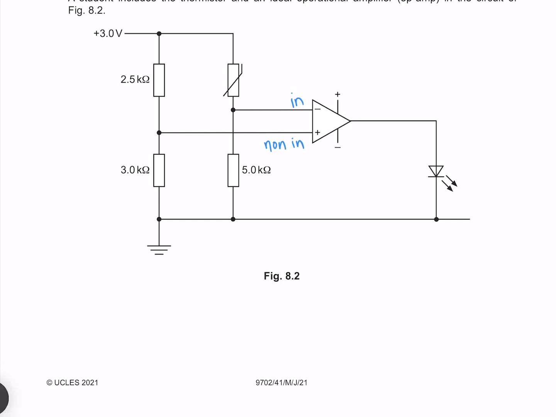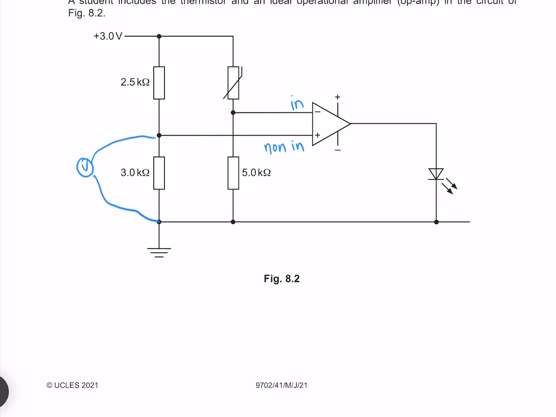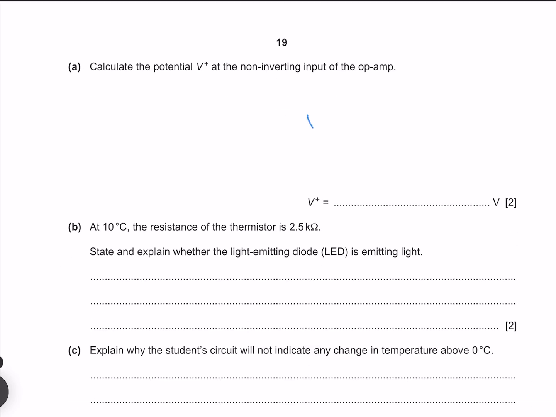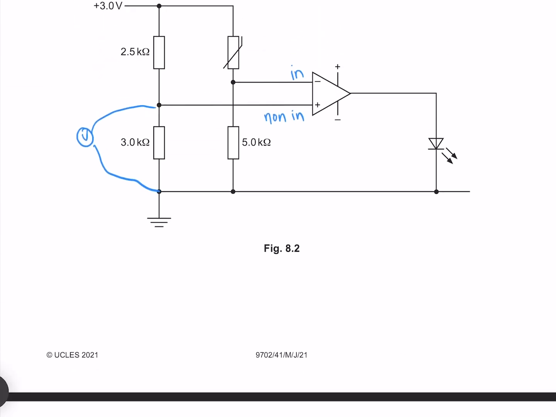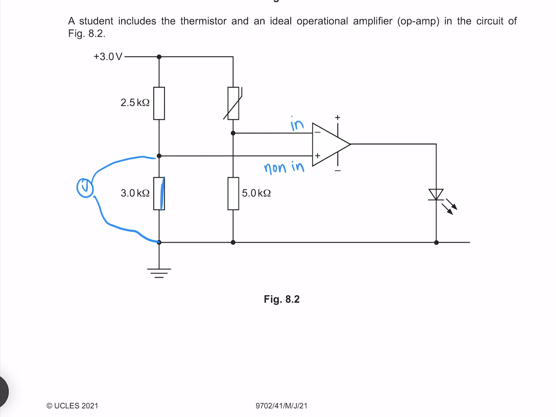Because we're asked for the potential at the non-inverting input of the op-amp, we're looking for this voltage here, the voltage across our 3 kilo ohm resistor. We know that V is equal to IR, where we know that our resistor is 3 kilo ohms, but we don't know our current. To find our current, we can also use V equals IR, solving for current by dividing both sides by R, where our current through our 3 kilo ohm resistor is the current through this path here, equal to our voltage of 3 divided by our total resistance, which because these two resistors are in series, is their resistances added together.